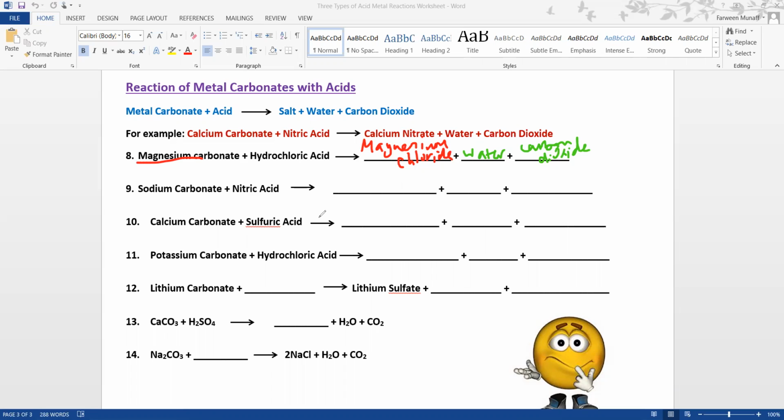All right, let's try the next one now. So the next one, again, our constants are going to be water and carbon dioxide. So let's just write them down first, get them out of the way. Okay, now I want you guys to figure out what is the name of the metal salt that's going to form as a result of this now.